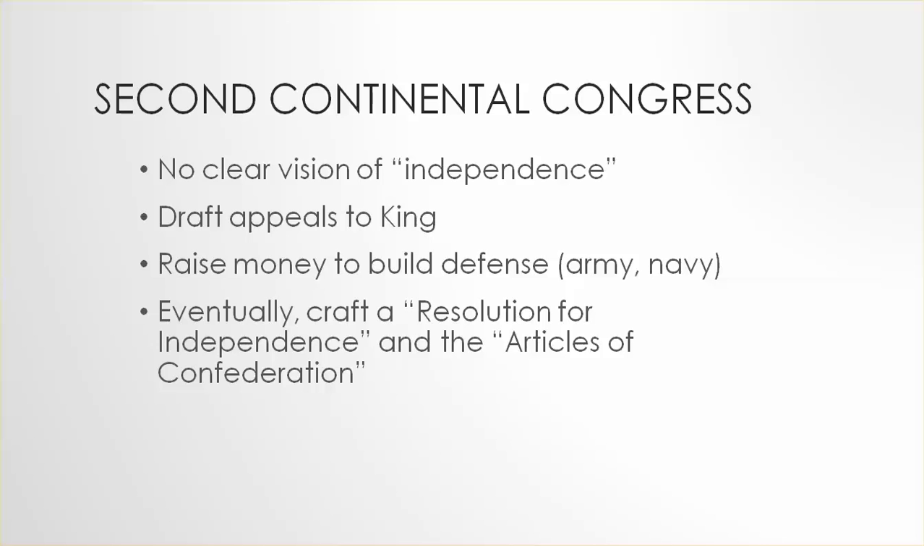Again, we see the delegates as arriving with no clear vision of independence, and they continue to draft appeals to the King of England and to Parliament to rectify the arguments that are ever increasing. They also opt during the Second Continental Congress, very importantly, to raise money to build a defense, including an army and a navy. They eventually craft a resolution for independence and the Articles of Confederation. Both of these documents are in fact the key to the justification for the Revolutionary War.